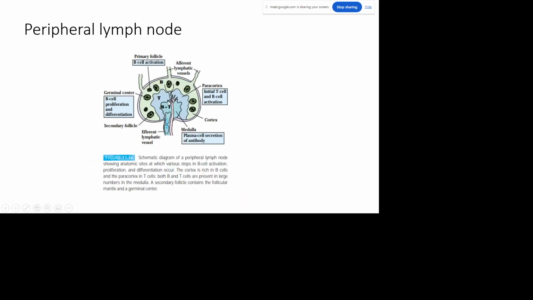In the lymph node, which is a peripheral lymphoid organ, the outer surface is known as the cortex. In the cortex, there are primary follicles for B cell activation, a germinal center, and secondary follicles. In the primary follicle, the B cell gets activated. After activation, the B cell will go to the germinal center, where it will start proliferating and differentiating.